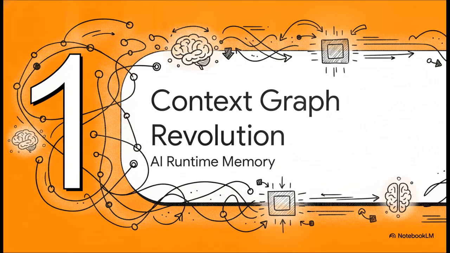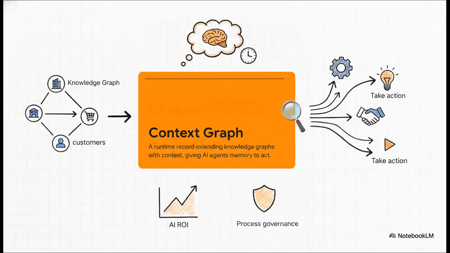All right, part one, the context graph revolution. Let's kick things off with the leading solution to enterprise AI's runtime memory problem. To really get the problem, we first have to understand the tech that's trying to solve it, right? So you've probably heard of knowledge graphs. They are great for storing static facts about an organization, like who your customers are or exactly what products you sell. But, and this is a big but, they don't tell an AI agent what to actually do.